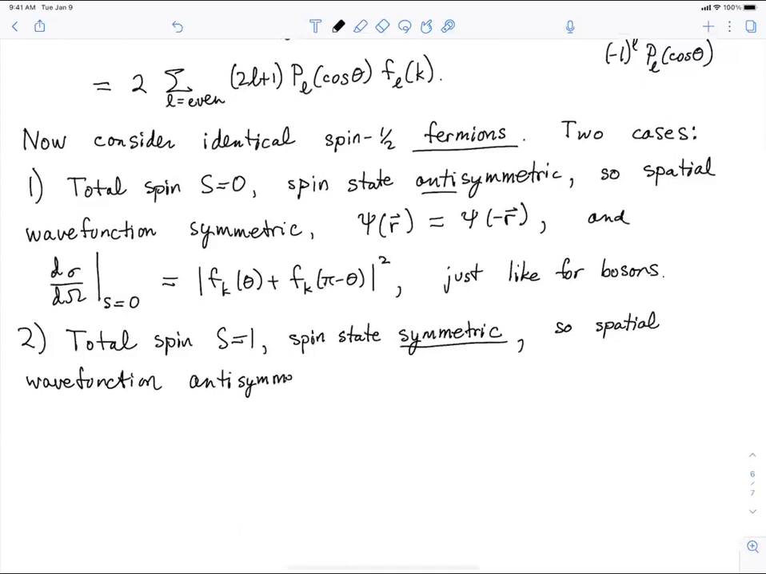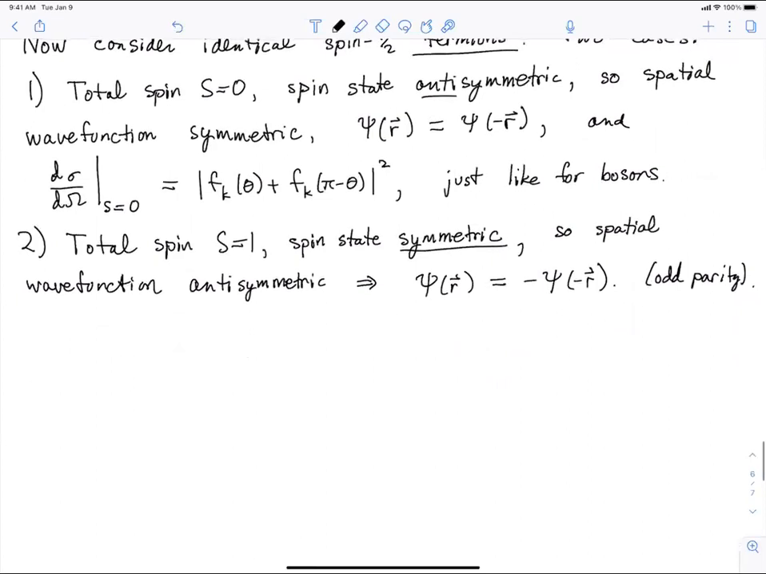And so that means if I take my relative coordinate r and replace it by minus r, I should get a minus sign. So psi of r has to be equal to minus psi of minus r. In other words, it has odd parity. Okay, so now we can write down the consequences of that in the same way we did with bosons. We just have to know where to put the minus signs.